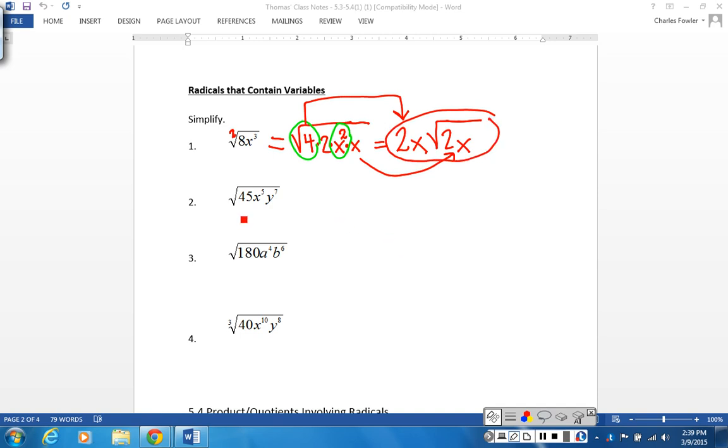Let's go to the next. Square root of 45 x to the 5th y to the 7th. Alright, we can break down 45 into 9 times 5, of course. And let's break down x to the 5th into as many x squares as possible. So you can break down as x squared times another x squared times an x. If you add these exponents, you get 5. Also, y to the 7th, y squared times y squared times y squared times y.